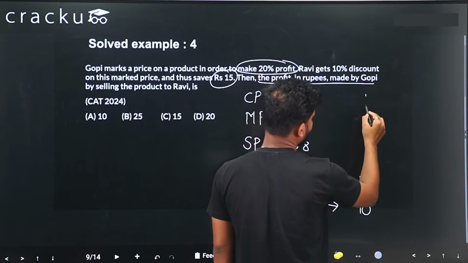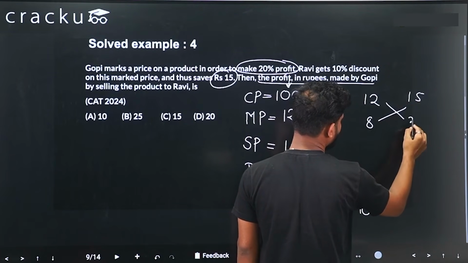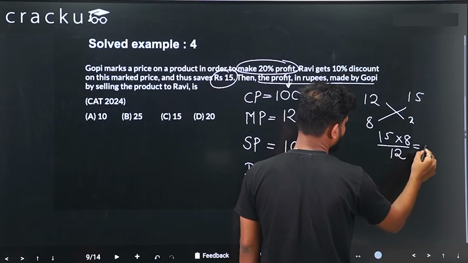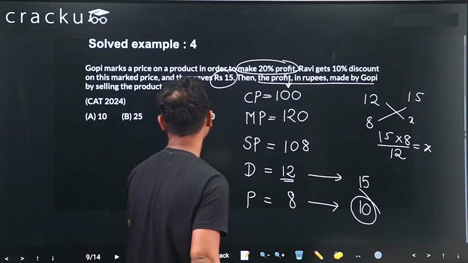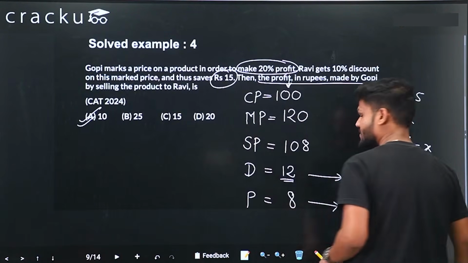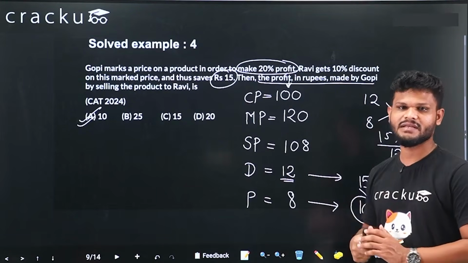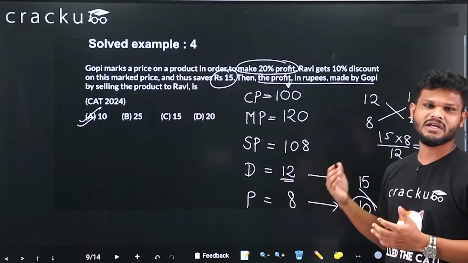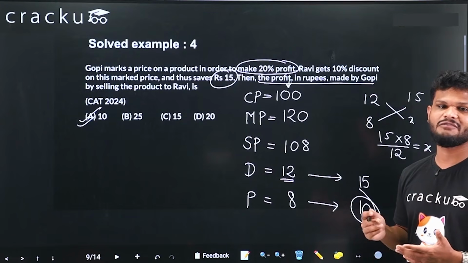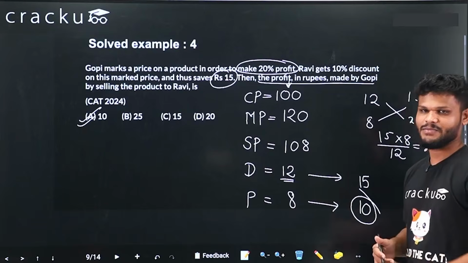Why? Just unitary method, cross multiplication. So you just cross multiply, you get 15 into 8 divided by 12 is equal to x. So your x becomes 10. So Gopi made 10 rupees of profit. We didn't write any equations here, nothing. We just used the ratios, assumed the values, and just used the unitary method. So you can solve this question in under 30 seconds by using these methods. You don't even have to write the equations or waste your time, like 1 or 1.5 minutes, while solving the equations. So let us look at the next example.